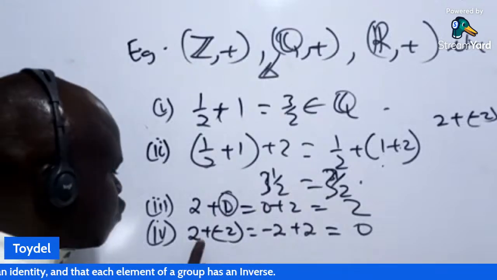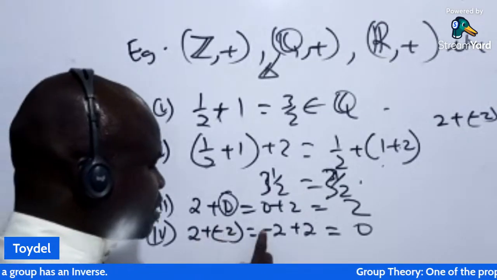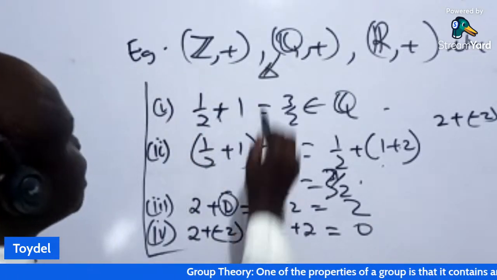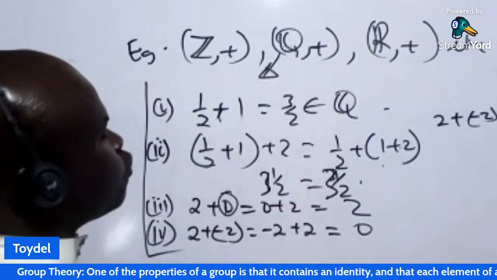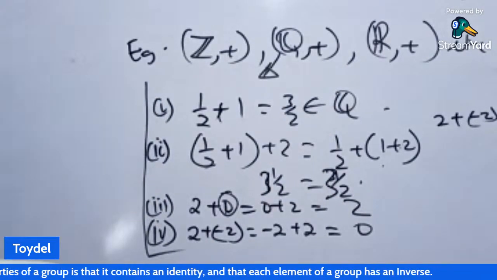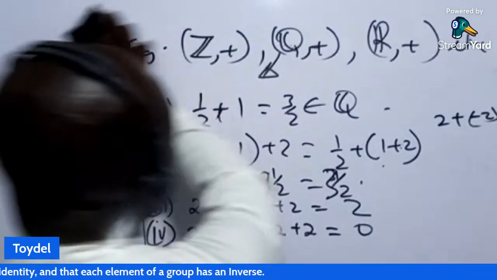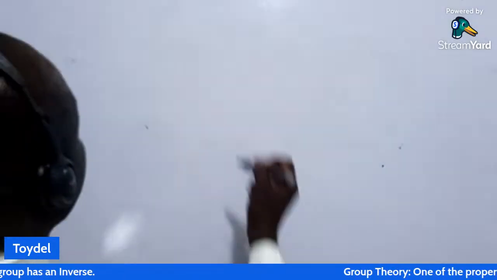So in this case, 2 minus 2 is the same thing as minus 2 plus 2. We are going to get 0. So since we are able to test for these 4 properties, it shows that rational numbers under addition are a group. So we have been able to test for the 4 properties. Now I will introduce the last concept, then we call it a day.